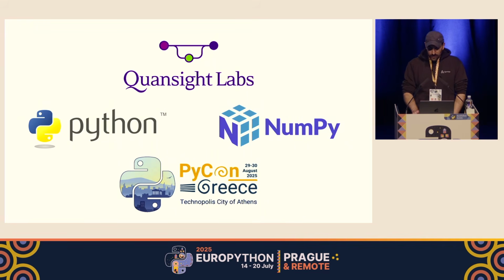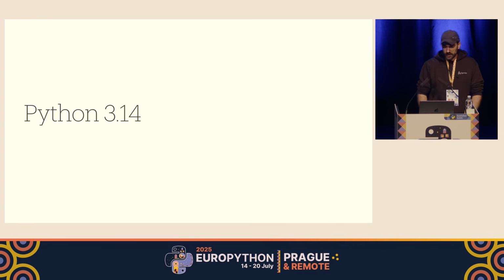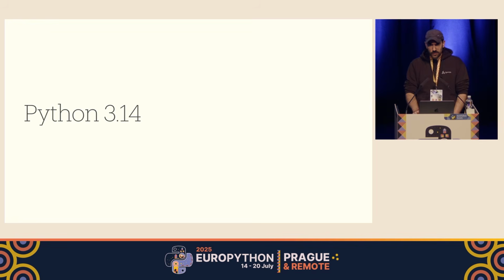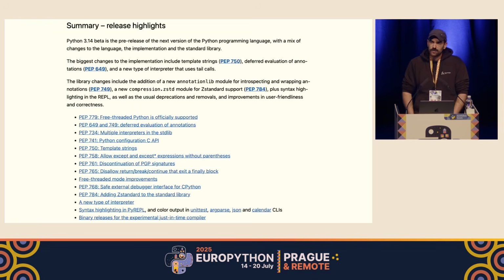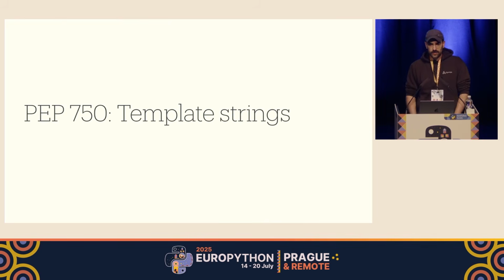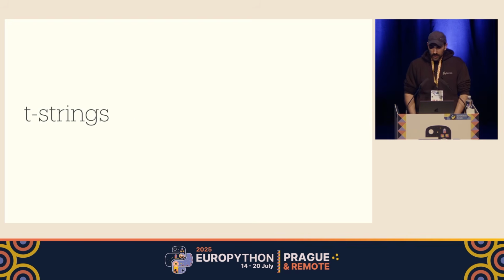But today I'm going to be talking about Python 3.14. It's a big release. It's bigger in terms of changes, I think, than the previous ones. Okay, free threading, yeah. But it's got a lot of release highlights in the What's New document. But we're only focusing on one of those changes today, and that's PEP 750, template strings, or what we call them, T-strings.